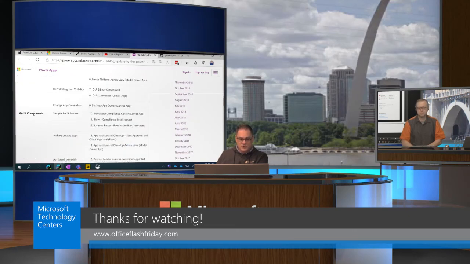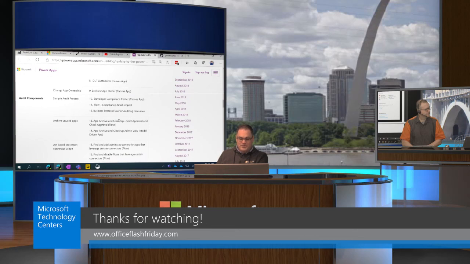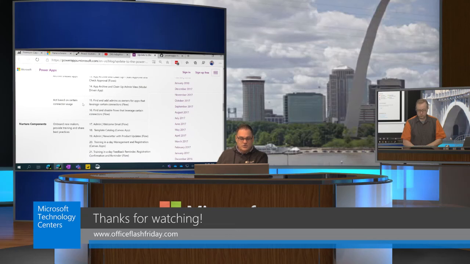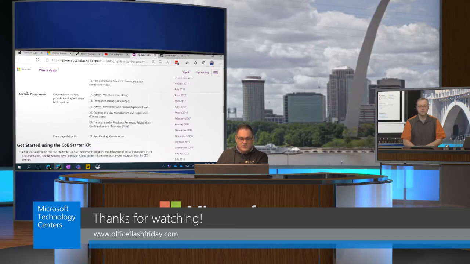For example, under the audit components, app archive and cleanup. Yep, that's a flow that it's going to give you to do that. So it's going to be some of these automated ways to automate the approval and disposition of unused applications. And then under the nurture components, if you're someone who's responsible for adoption and user experience, this is really going to be more of the things that you're going to care about.